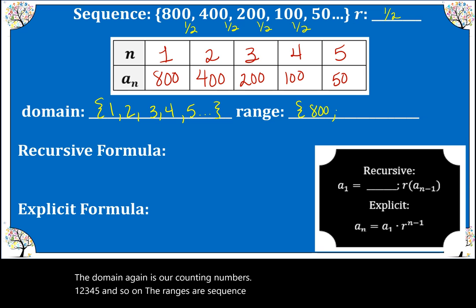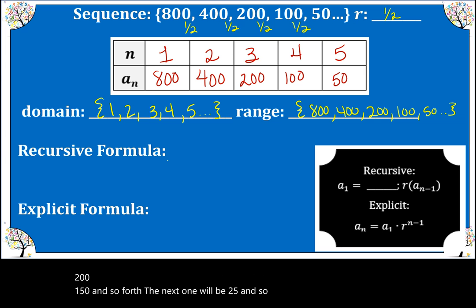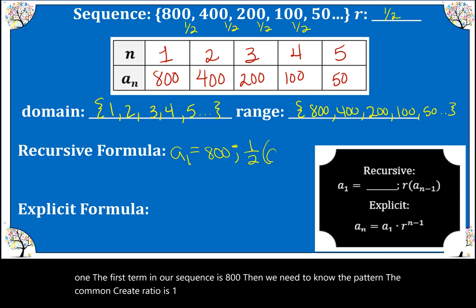800, 400, 200, 100, 50, and so forth. The next one will be 25, and so on. Our recursive formula. A sub 1, the first term in our sequence, is 800. Then we need to know the pattern. The common ratio is 1/2 times a sub n minus 1.